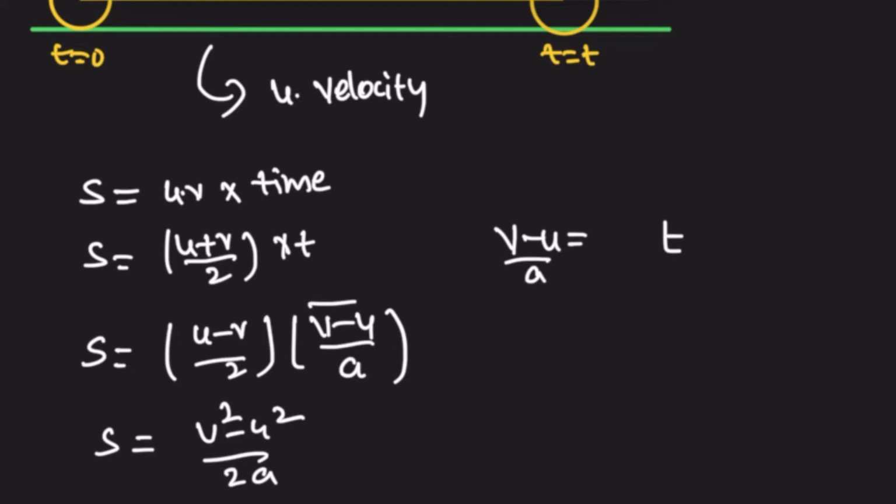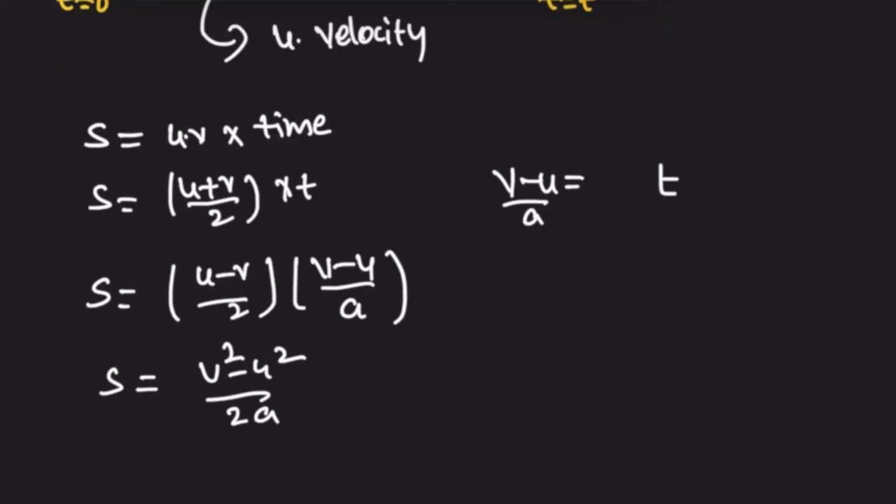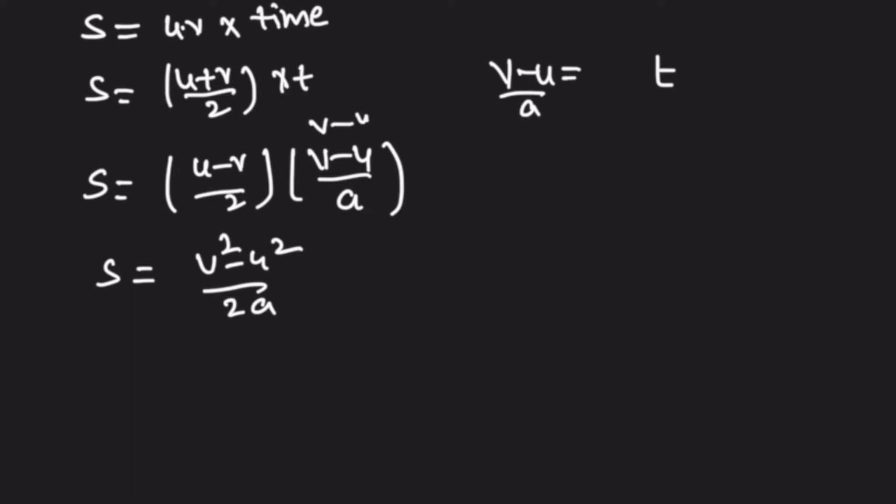U minus v into v minus u, they answered as u square minus v square. Okay, that is wrong. So what is the reference here? V minus u. Okay, that is the reference. So this u plus v is nothing but v plus u. So this reference is taken, that v minus u. So the answer is v square minus u square.